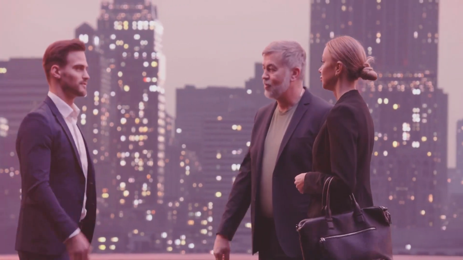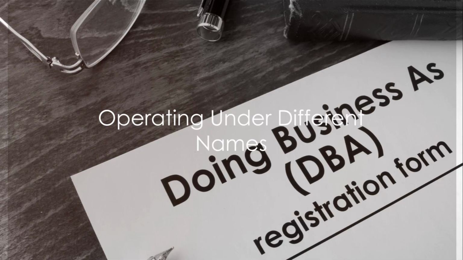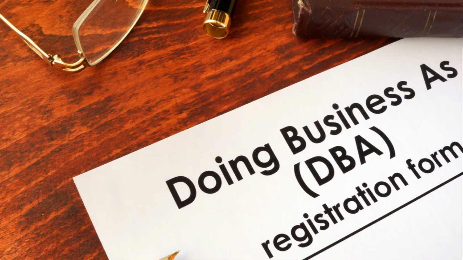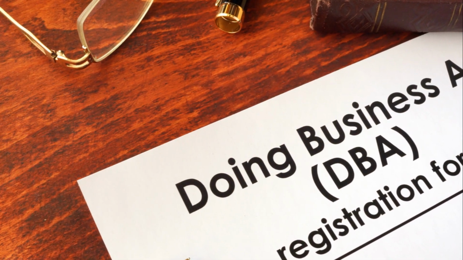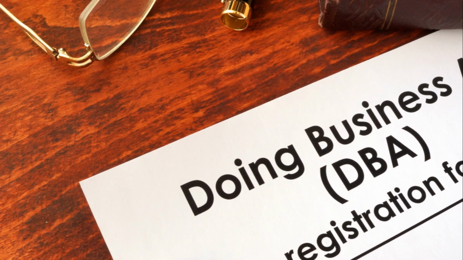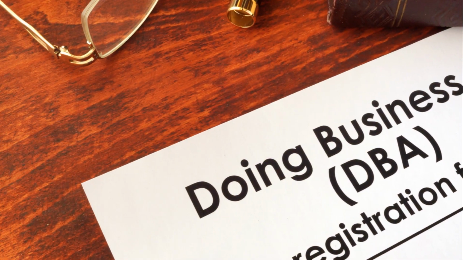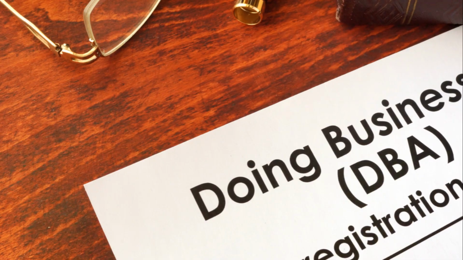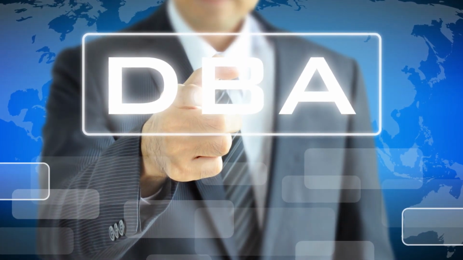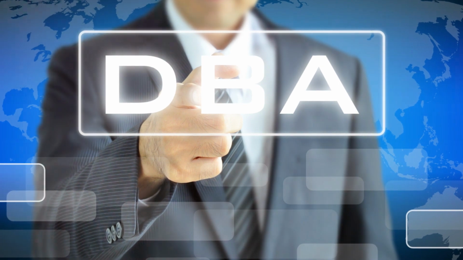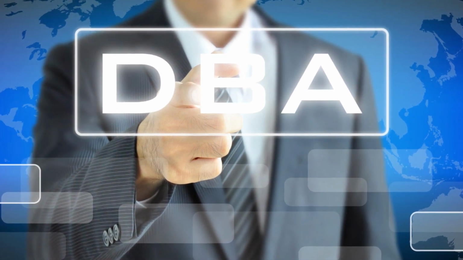Now let's talk about operating under different names. Did you know you can operate under several different names in your online bookkeeping business? This is where a doing business as, or DBA, statement comes into play. The DBA is a legal declaration that you're conducting business under a name different from your legal name. It's particularly useful for branding purposes, allowing you to operate under a catchy, relatable, or industry-specific name.